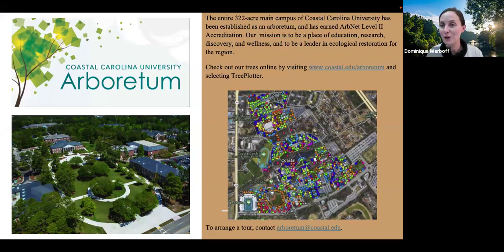I would invite you, if you're curious to learn more, to visit our website. It is just coastal.edu/arboretum. On that website, you can see all kinds of information about our species collection, see species profiles. There is an interactive map where you can see our collection with color-coded dots and click on each dot to learn all about that particular tree. And we offer all kinds of guided tours and educational activities. So for anyone who's local and interested in visiting us or learning more, I would invite you to contact us at arboretum@coastal.edu.